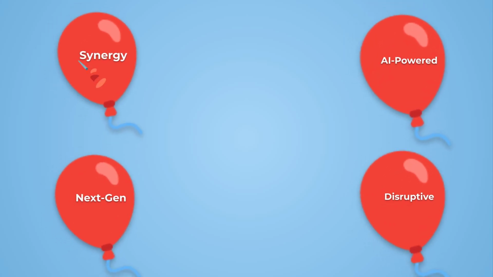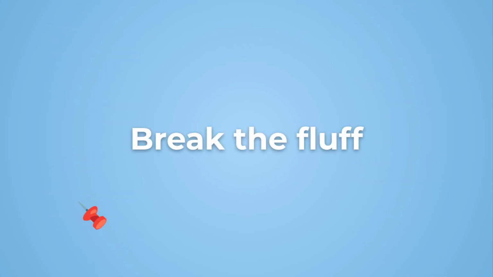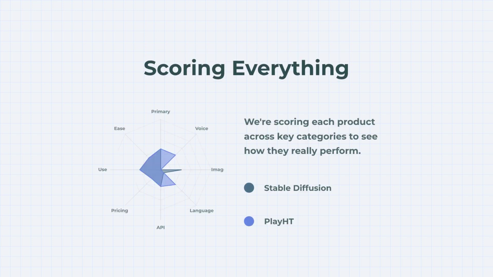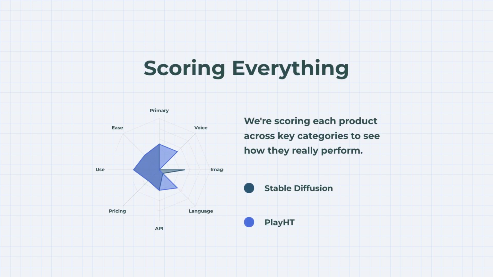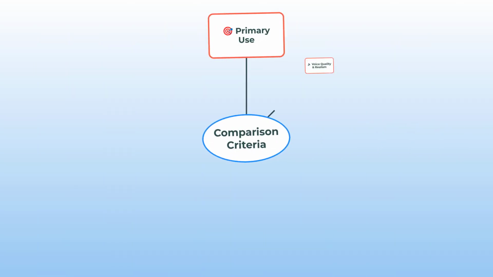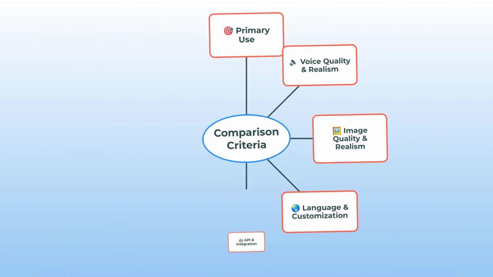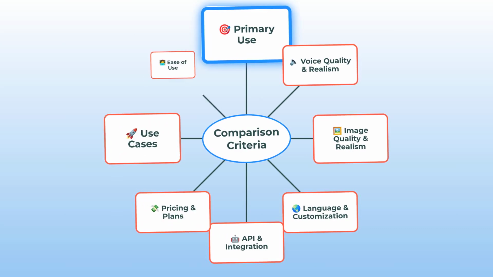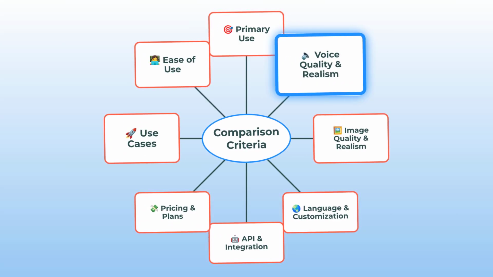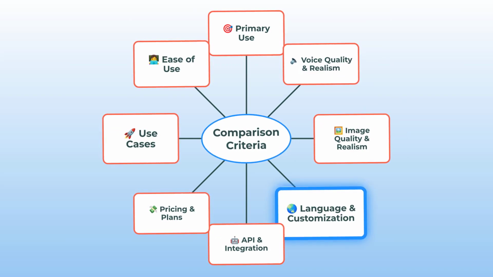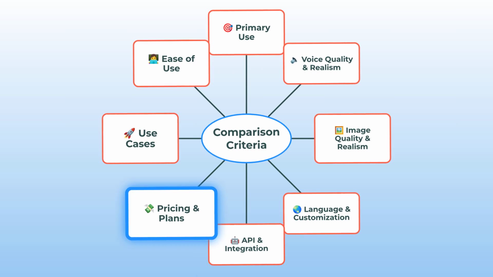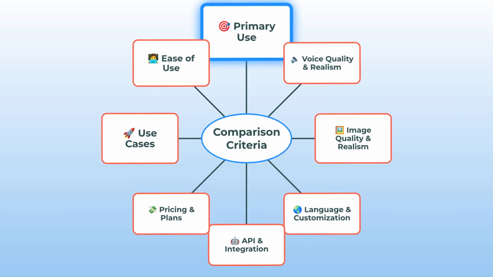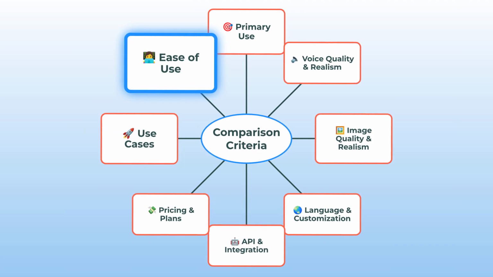Let's skip the marketing hype and dive into what matters most. Each category earns points, and in the end, you'll see exactly which AI tool comes out ahead. And trust me, the winner might surprise you. So, just so you know what we're covering, here's our mind map for today. We're going to compare stuff like primary use, voice quality and realism, image quality and realism, language and customization, API and integration, pricing and plans, use cases, and of course, ease of use.